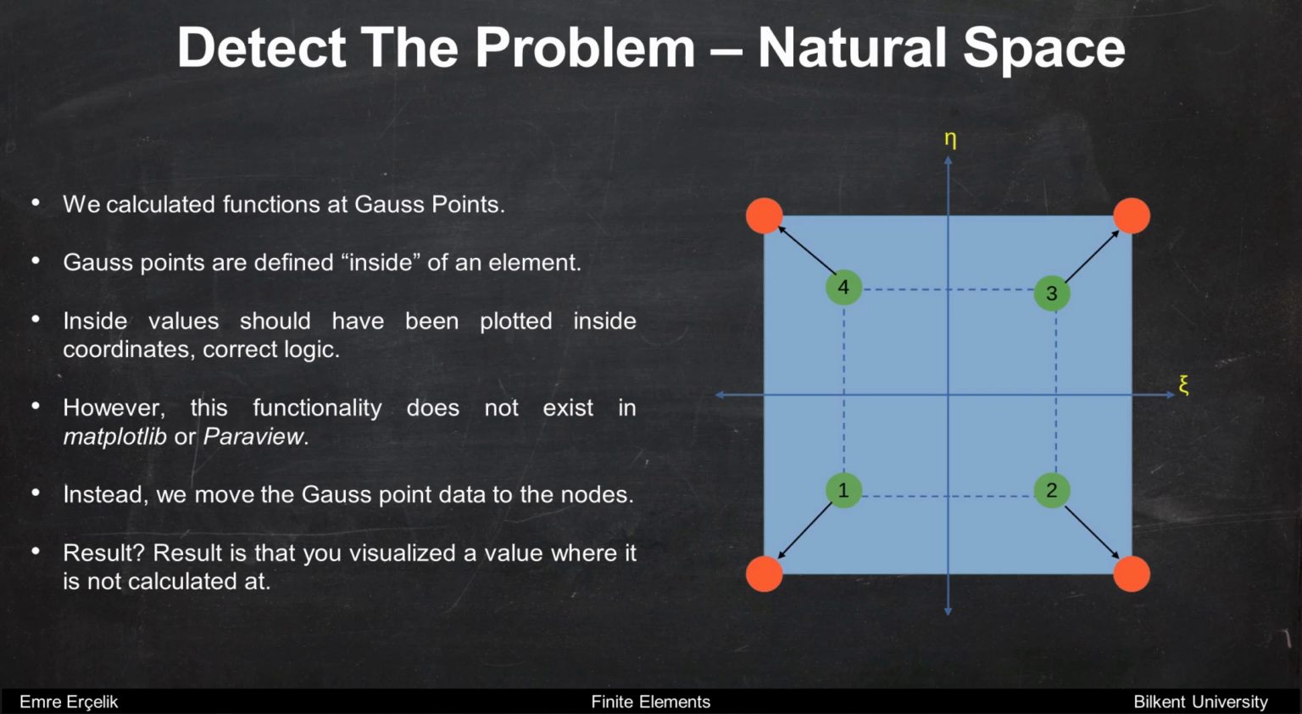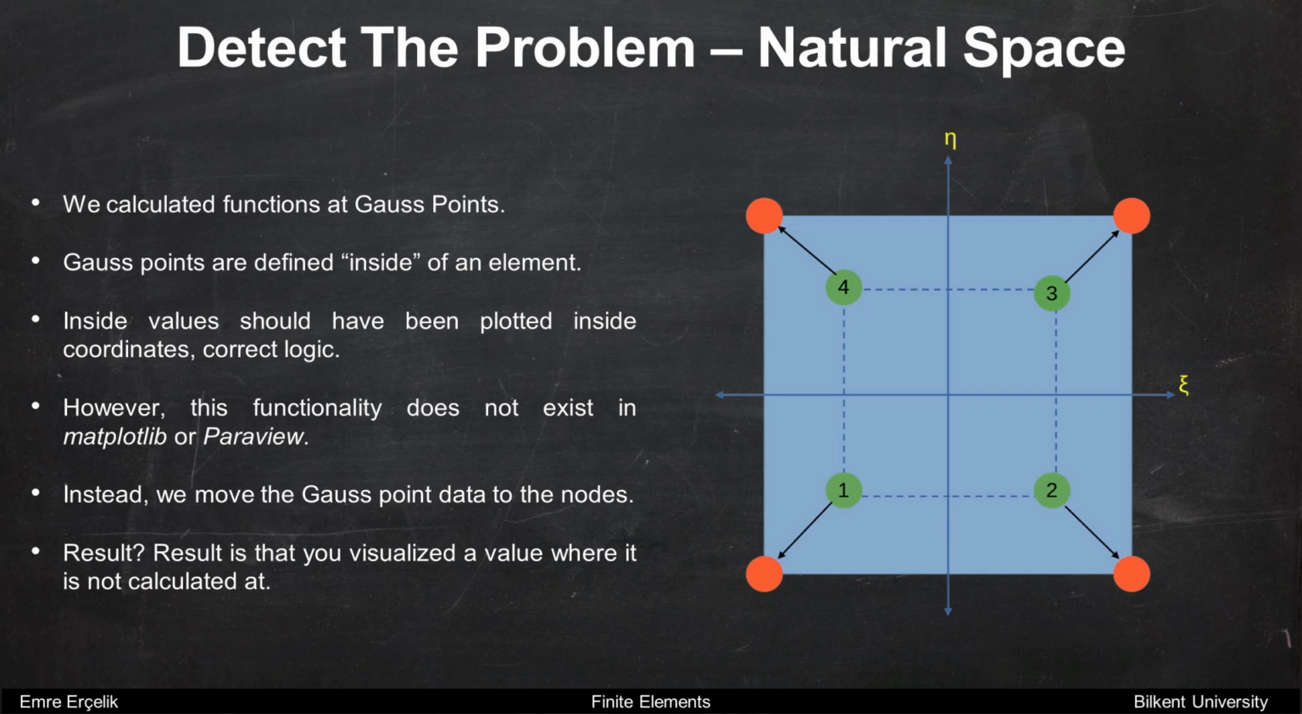Now we are slowly moving on to the problem. We will try to understand the problem on natural space. We calculated stress and strain functions at Gauss points, and Gauss points are defined inside of an element. Inside values should have been plotted inside coordinates. This is the correct logic.